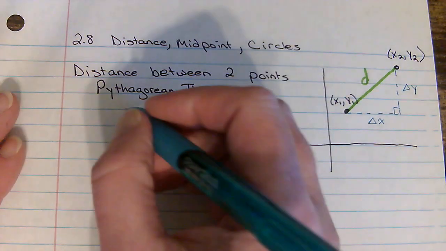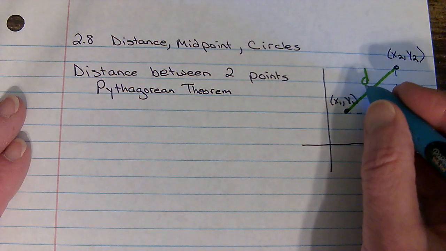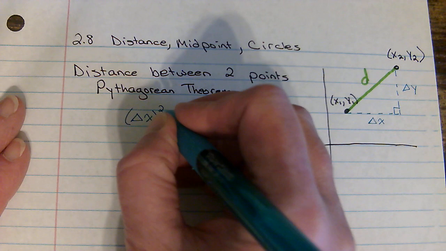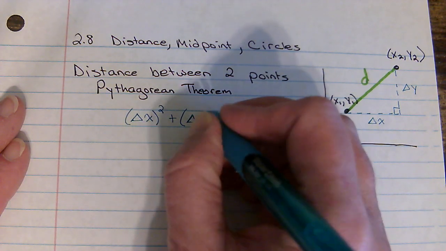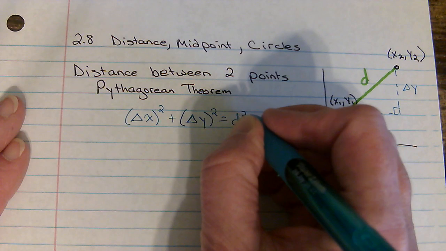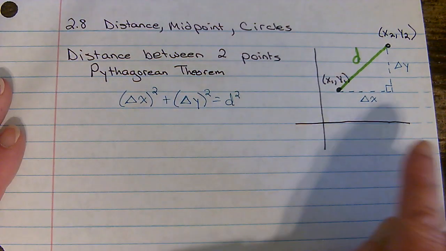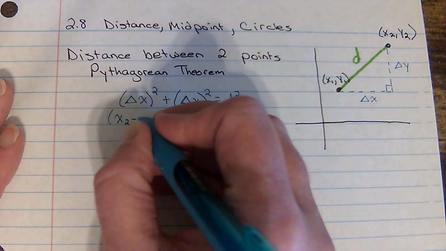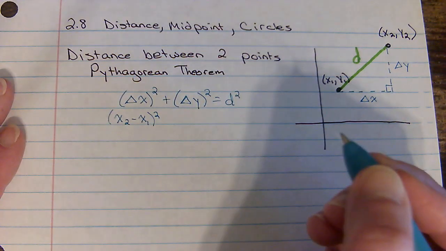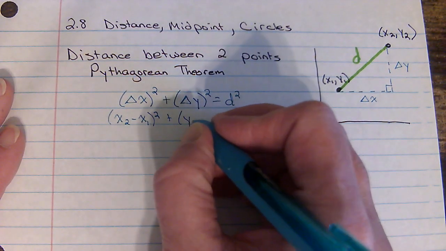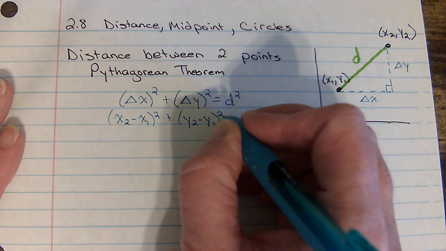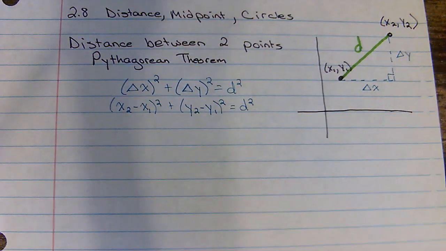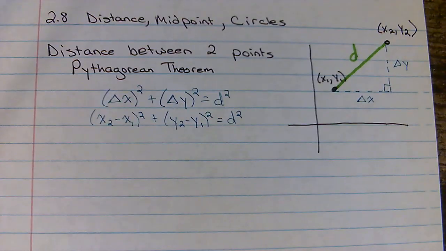So thinking about Pythagorean theorem, it's leg squared plus leg squared equals hypotenuse squared. Find the change in my x's. That's just x2 minus x1. The change in my y's, well, that's just the difference in my y's. Just Pythagorean theorem. That's all that we just wrote down.